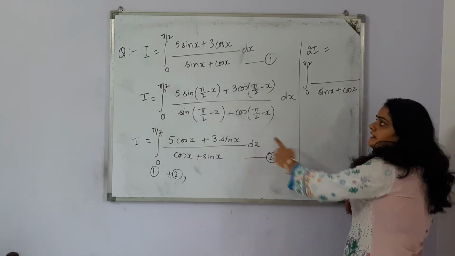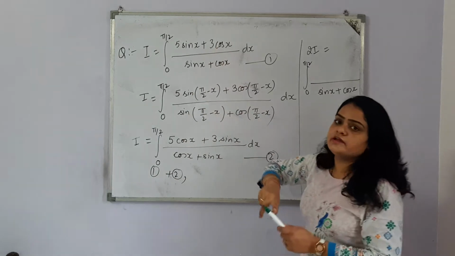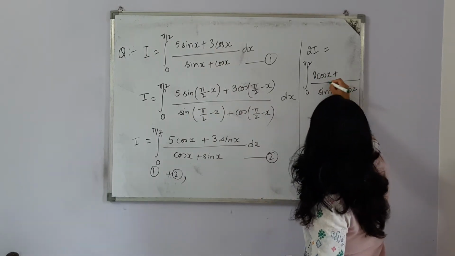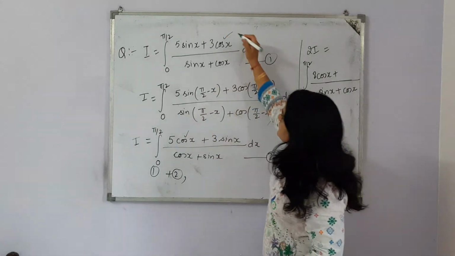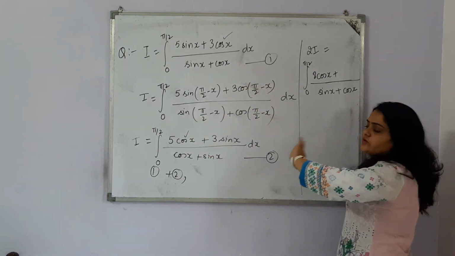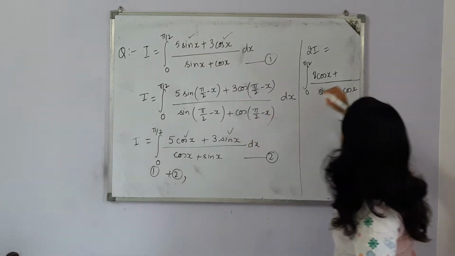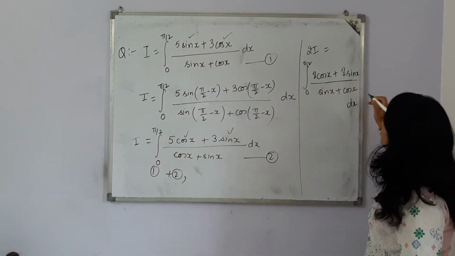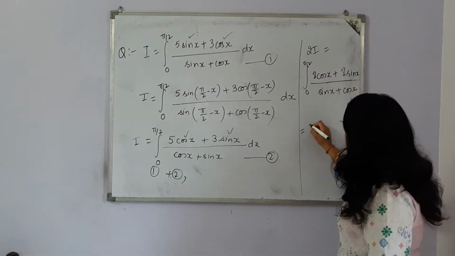So if we are adding the numerator, 5 cos x plus 3 cos x becomes 8 cos x, and 3 sin x plus 5 sin x becomes 8 sin x, and we are going to integrate with respect to x. Now 8 is common. Can I take 8 as common?